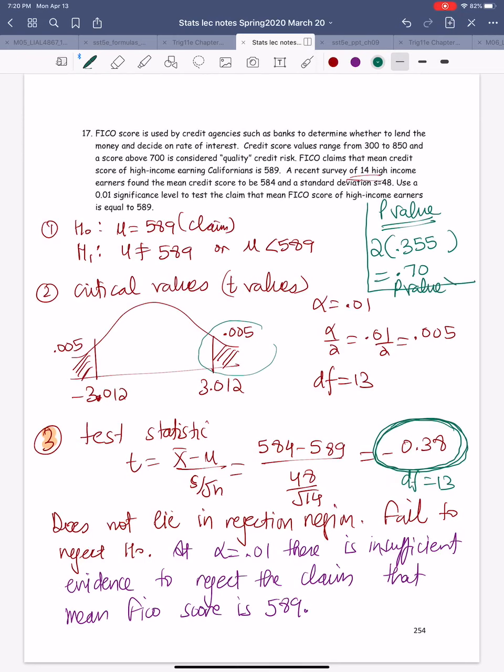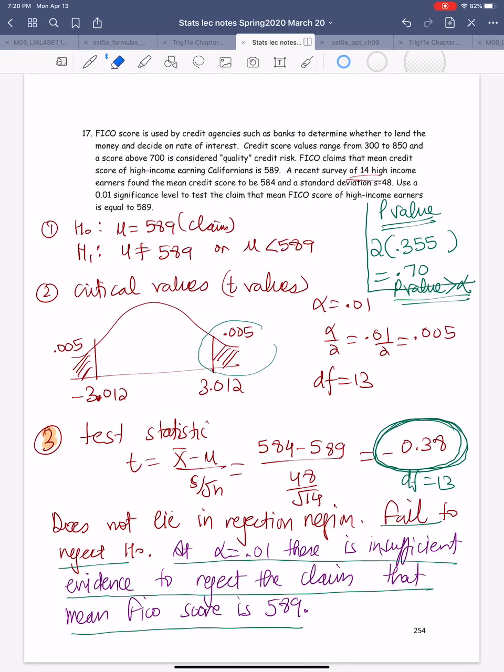So we see the p-value is greater than alpha, thus we fail to reject H naught. And at this alpha, there's insufficient evidence to reject the claim. The mean fecal score is 589. And that's it. We are done with section 10.3.